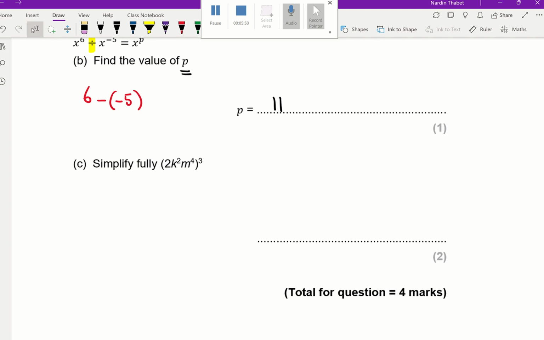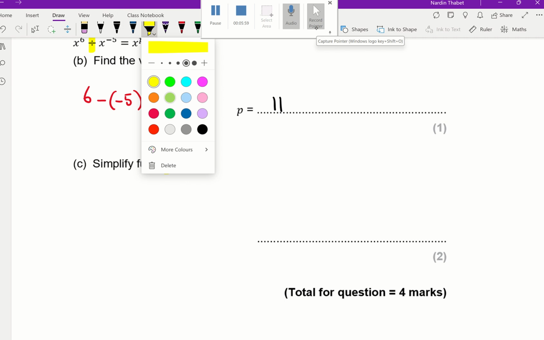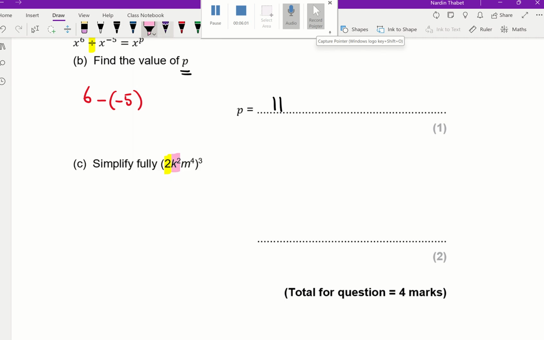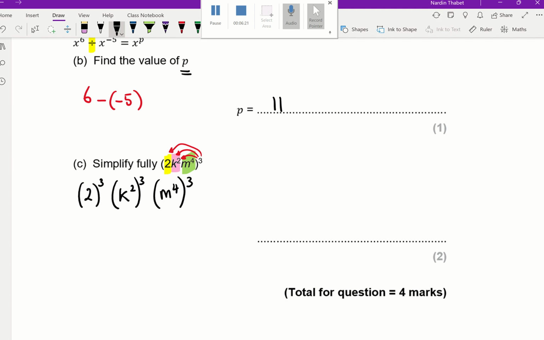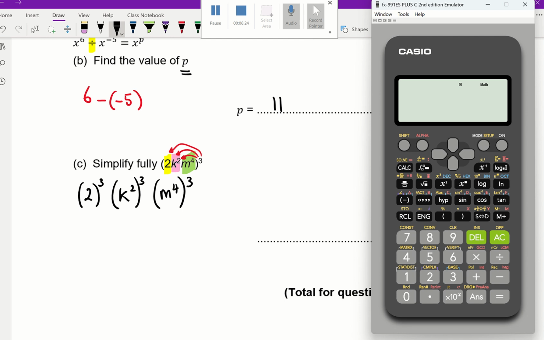And this says simplify fully. And just a reminder that everything inside the bracket is a separate thing. So the 2, the k squared, and the m to the power of 4, and everything is going to be raised to the power of 3. So you've got 2 cubed, k squared all cubed, m to the power of 4 all cubed. And 2 cubed is not 2 times 3. It's 2 to the power of 3, which is 8.